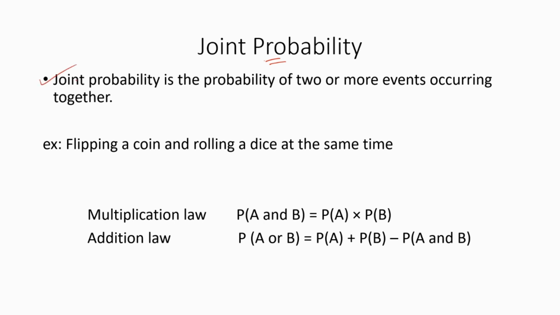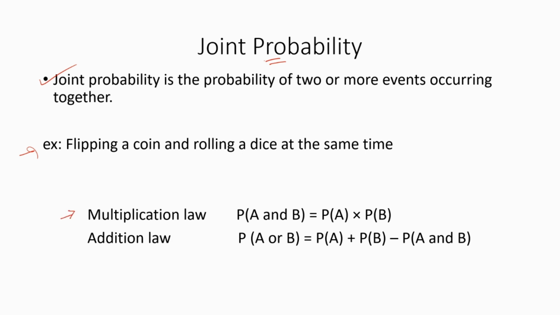Joint probability is the probability of two or more events occurring together. Previously we discussed the probability of one event, for example, flipping a coin and rolling a dice at the same time. When it comes to joint probability, there are two laws you need to know about.